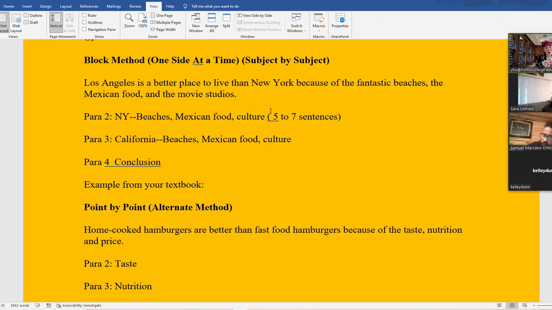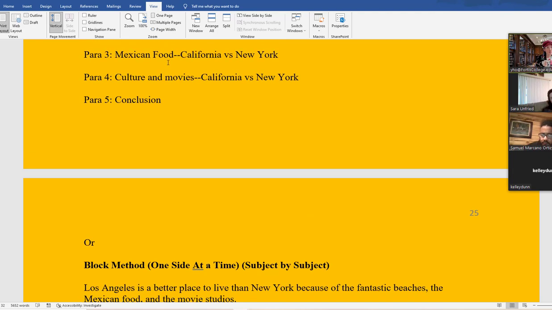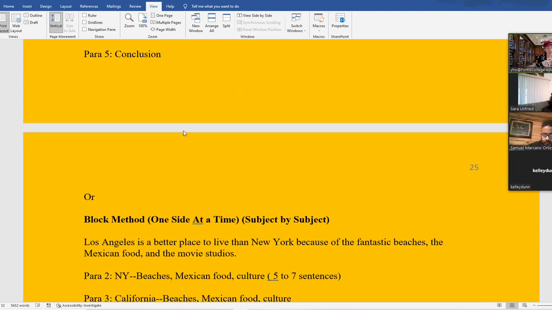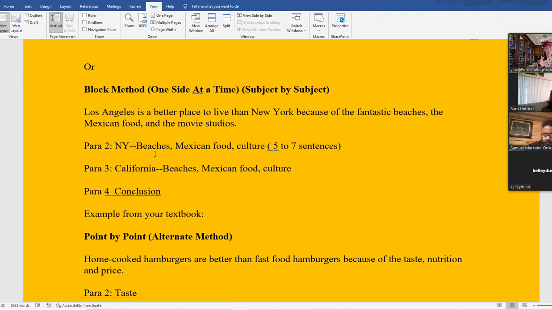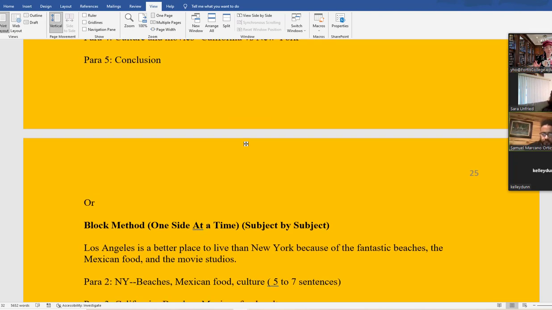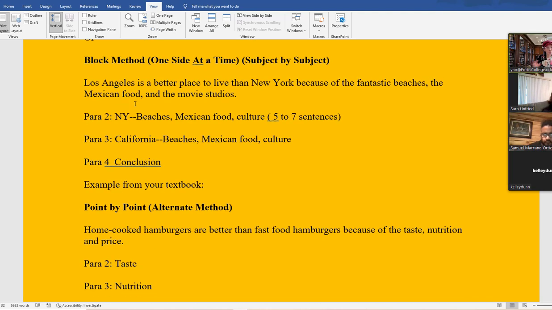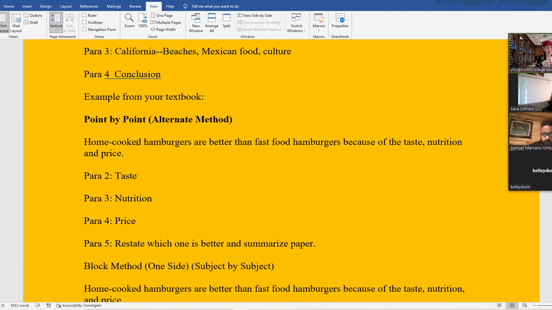Now, for people who don't talk too much and can be very concise, then I recommend the block method. If you tend to blah, blah, blah a lot, then I'd recommend the alternate method. Because in the alternate method, you can write 5 to 7 sentences just about beaches, whereas here, you have to squeeze beaches into 2 sentences, 2 sentences, and 2 sentences. So that's how come I say, if you tend to be yakky, then you do it this way. And if you tend to be very short-winded, you use the block method. And I think another way of calling the alternate method is point by point.